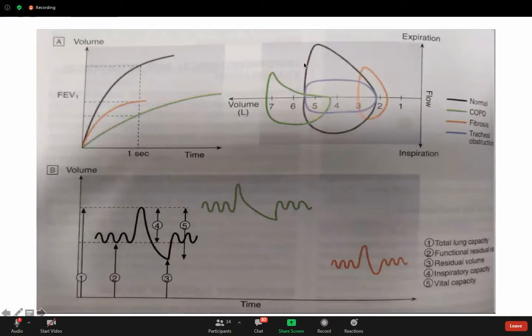Compare that to people with COPD. You see this in green. This is all going to be shifted to the left side. So all the volume is actually going to be up, and you see this scoop.